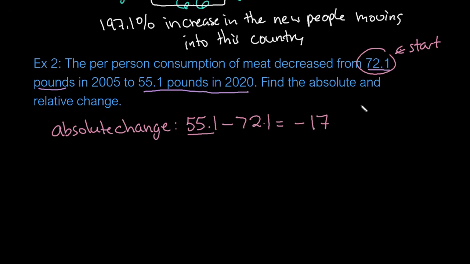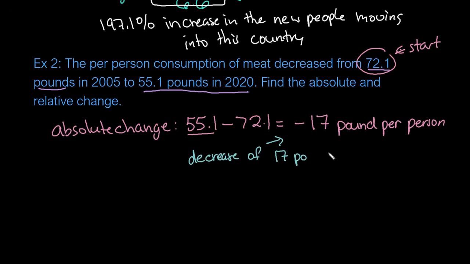So we end up with a difference of negative 17. And remember that this is pounds per person. So the absolute change is there was a decrease of 17 pounds per person from 2005 to 2020 in terms of the meat consumption that occurred. Okay. So most likely you would describe this as a decrease of 17 pounds per person in the meat consumption.